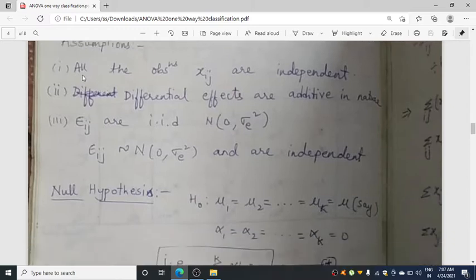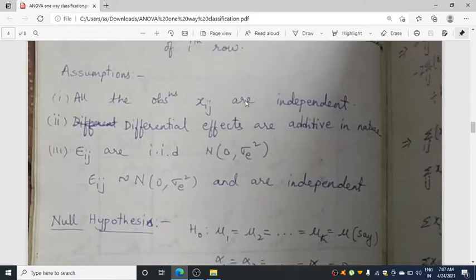The three assumptions are: all the observations xij are independent in nature, and effects are additive. Very important, students: in this semester you will get these assumptions in almost every question, and only these three assumptions are there. So here all observations are independent in nature, differential effects are additive in nature, and epsilon ij are identically independent.